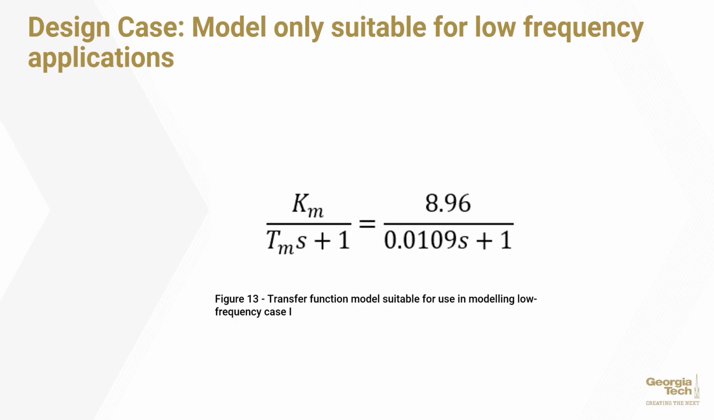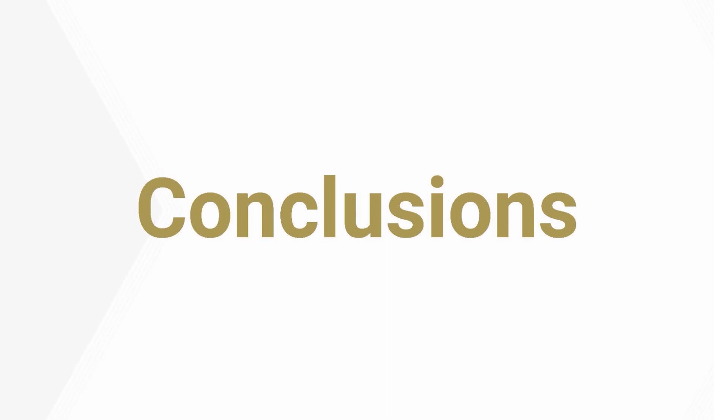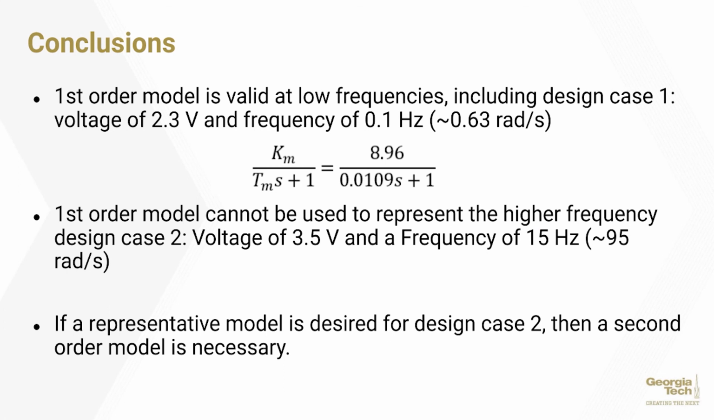Here's a model that we derived based on the experimentally determined Km and Tm values. So for our conclusions, the first order model is valid at low frequencies, including design case 1, with a voltage of 2.3 volts and frequency of 0.1 hertz. This is our system equation that we came up with given our parameters.